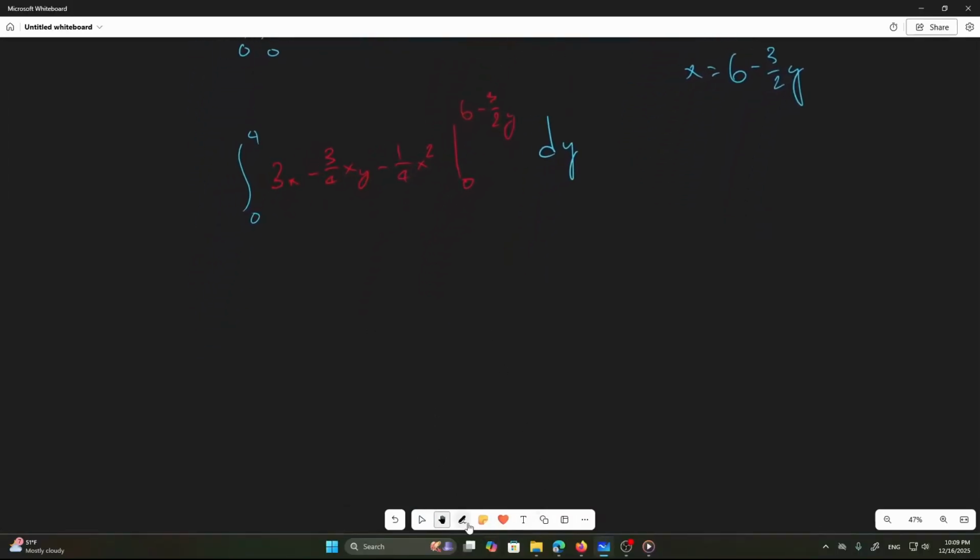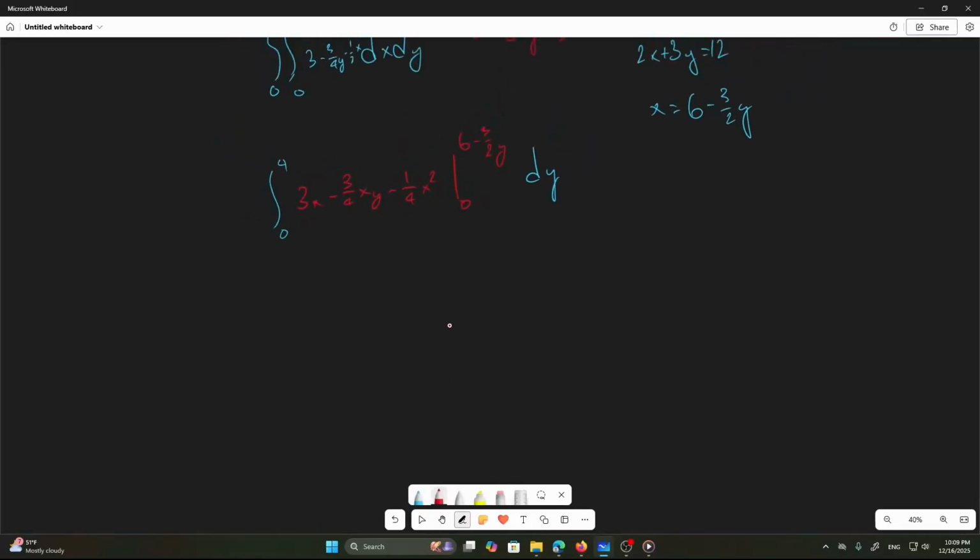And now this inner function, we can evaluate this by simply substituting in this for x, sorry. So let's do that. 3x minus 3/4 xy minus 1/4 x squared would become 3 times 6 minus 3/2 y, minus 3/4 times 6 minus 3/2 y times y, minus 1/4 times 6 minus 3/2 y squared. Let's just evaluate all of this. It's going to be quite messy, but we can persevere.